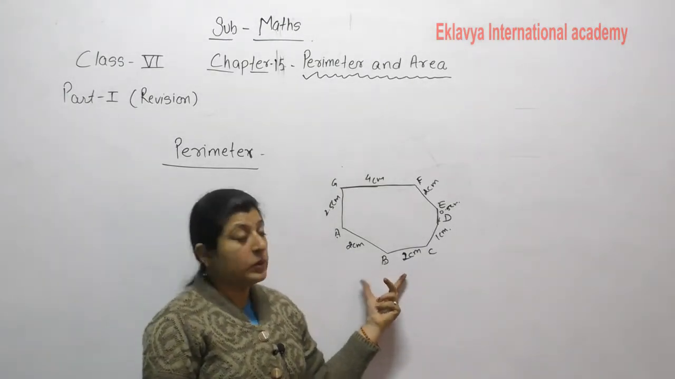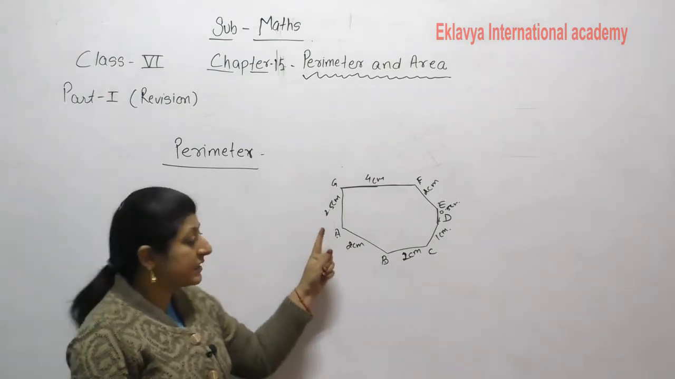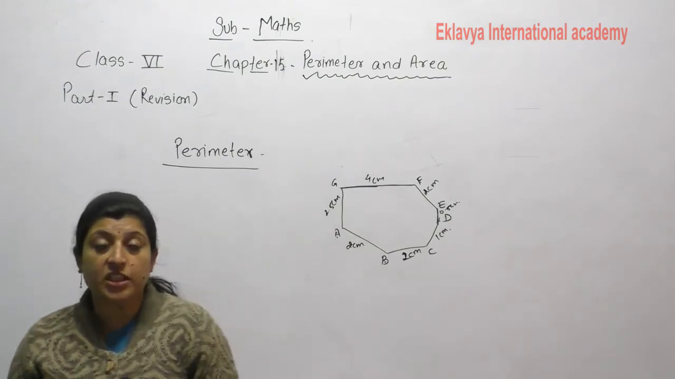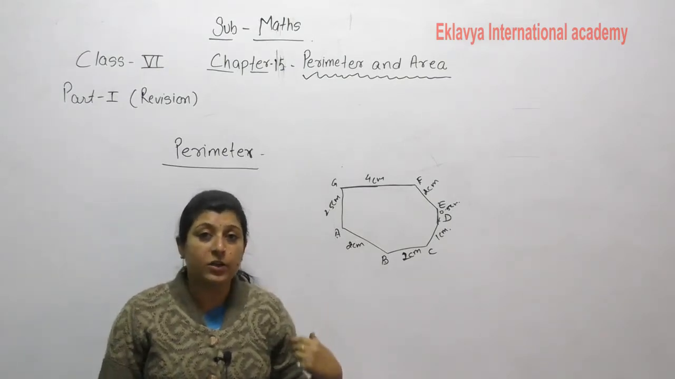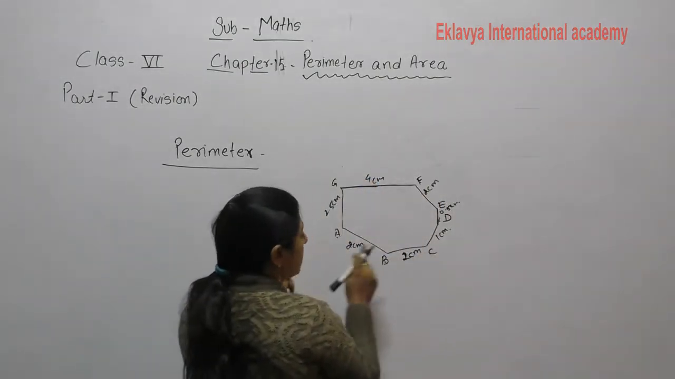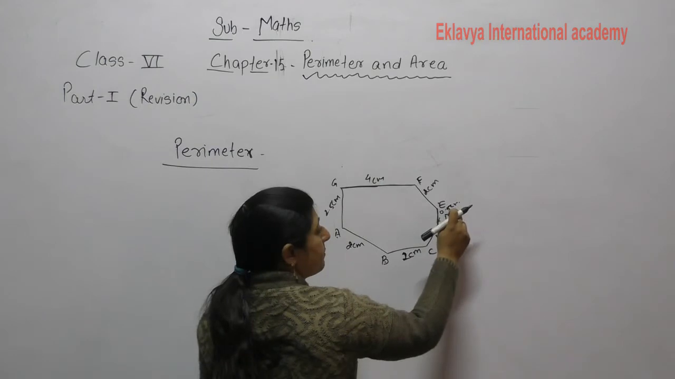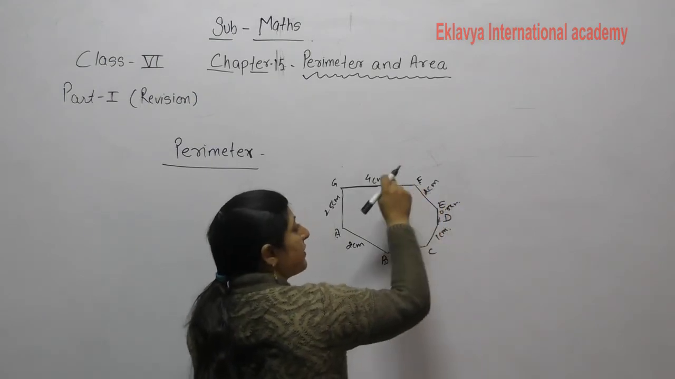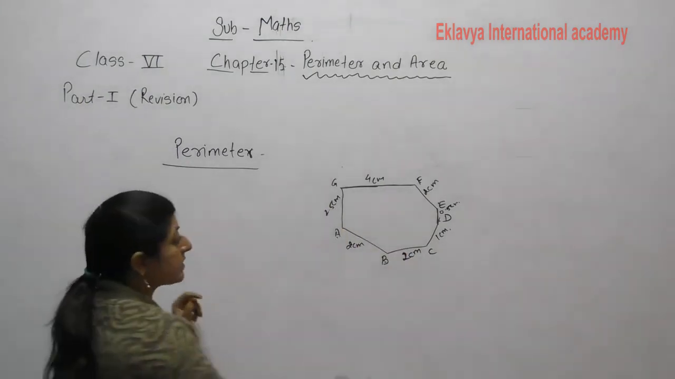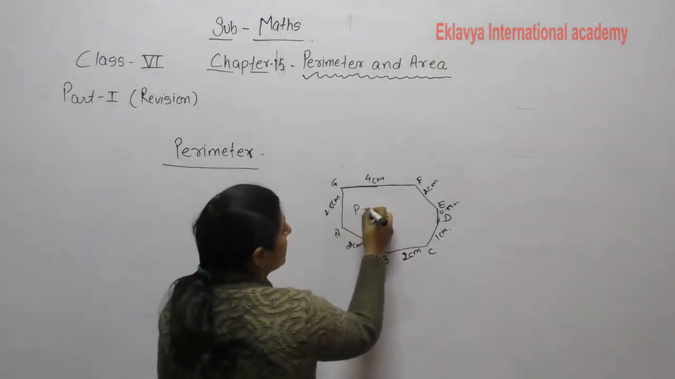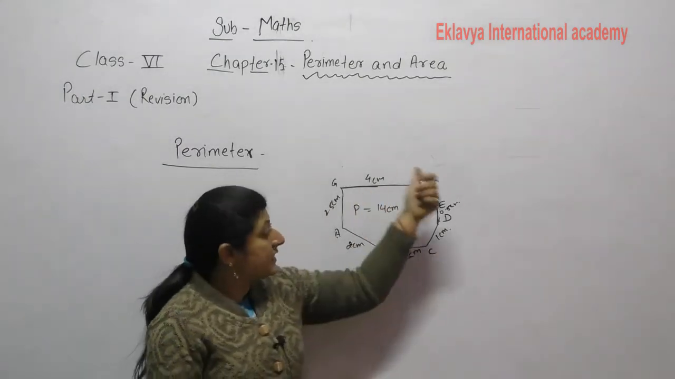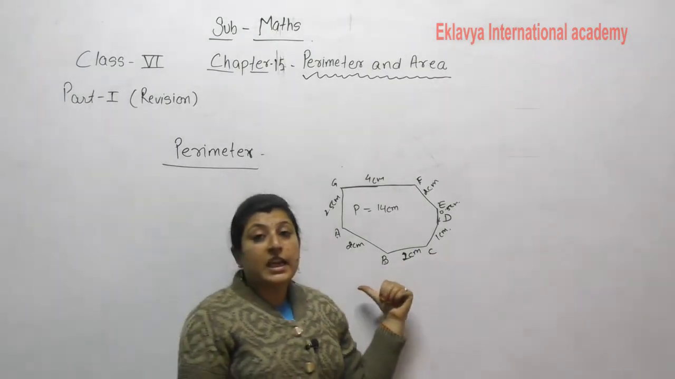What will we do? We start from A, then continue to move in one direction. Maybe you can move in clockwise direction and maybe you can move in anti-clockwise direction. Then when we start to move like this, A to B, B to C, then 2 plus 2, 4 plus 1, 5 plus 0.5, 5.5, 7.5, 11.5, 12 or 14. It means the perimeter of this closed figure is 14 centimeter.